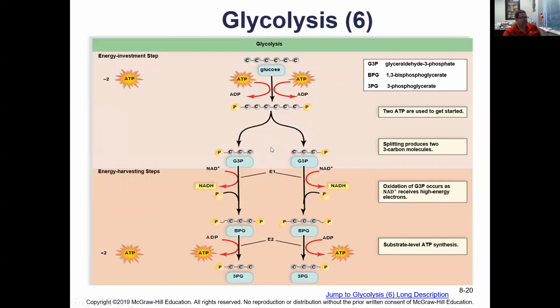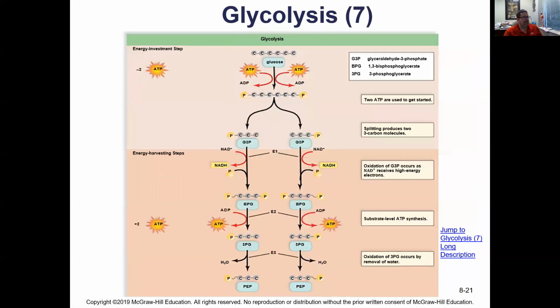Then look what happens. We're going to come in and make an ATP here on each side. So now we put 2 in, and we've now made 2. And this is that substrate level phosphorylation where the enzyme takes a phosphate onto the ADP from the energy as that molecule is converted from 1,3-bisphosphoglycerate to 3-phosphoglycerate. Okay, very wild. And then we're going to do it again and get another ATP out of there.